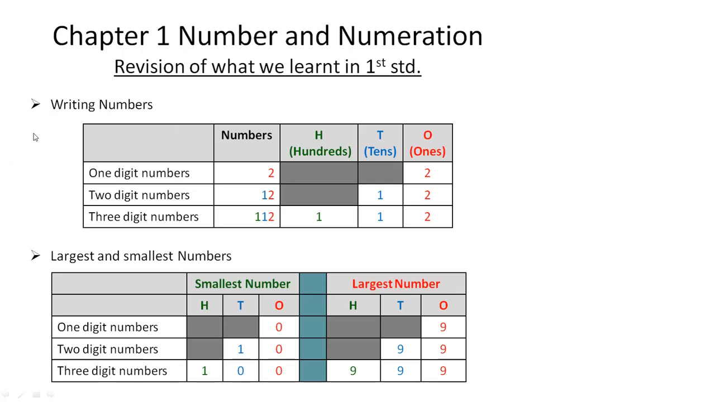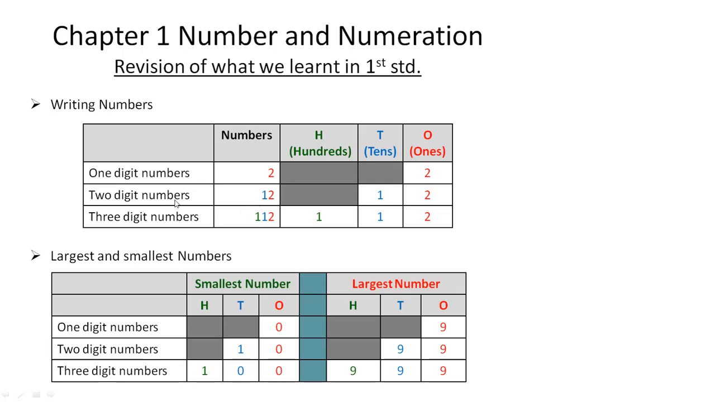Okay, so we know how to write numbers, right? One digit number like 2, only one digit. How do we write? This is hundred, tens and ones, correct? So one digit number 2 we write in ones. We do not write anything in hundreds place and tens place. Because it is just one digit number, this one digit will go to ones.